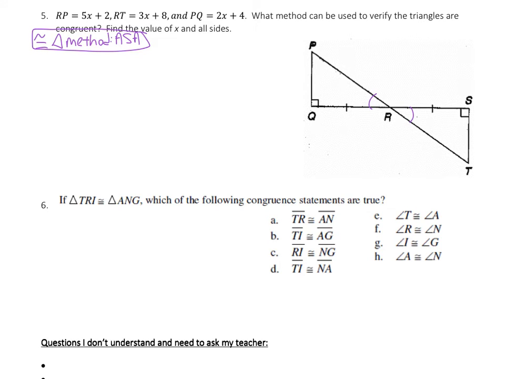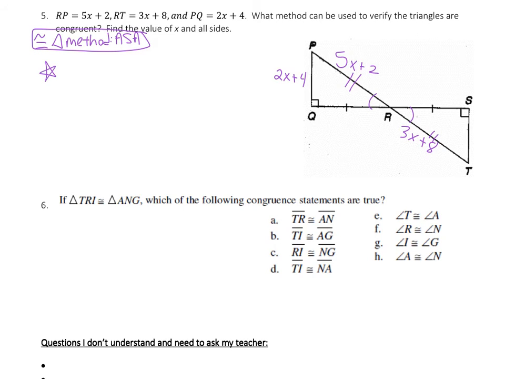When we are given our measurements, RP is 5x plus 2, and RT is 3x plus 8. Since these two triangles are already congruent, those are the two sides that will also be congruent to each other. So when they give us that PQ is 2x plus 4, we don't know what ST is over here, so there's nothing we can set equal with this 2x plus 4. We're just going to use these two pieces to solve for our x.